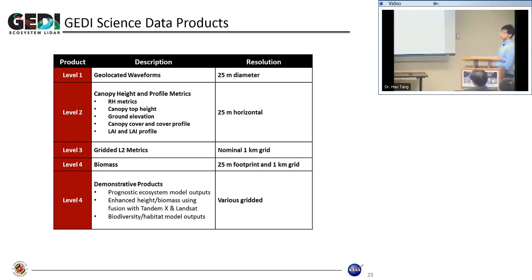So 25 meter resolution of geolocated waveform, and that includes all the other metrics, including the height of the forests, the ground elevation, and the canopy cover and LAI, which I'm responsible for delivering. We're also going to grid all the level 2 products, making a 1 kilometer grid globally after the mission finishes. Because this is a progressive process, we're not going to release the 1 kilometer grids after 6 months or a year, because it needs to collect more data to fill the gaps. And there are the level 4 biomass footprint and grid products, and a bunch more at various resolutions.